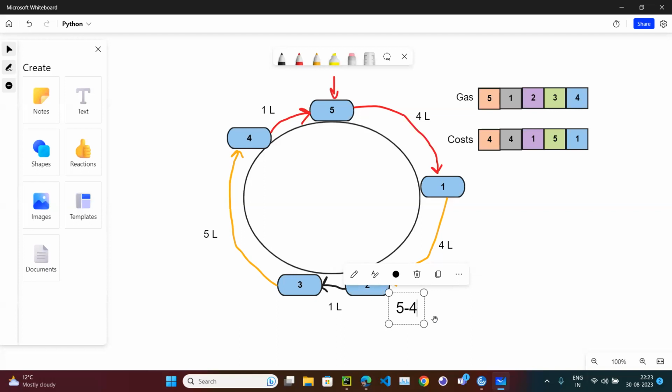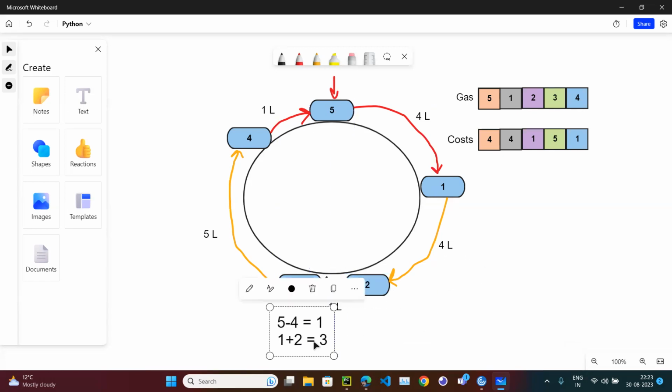But in between, I already used 4 liters, so only 1 liter is left. So I can fill 2 more liters here. 1 plus 2 is equal to 3, which is fine. Can I move from 2 to 3? Yes, because I need to spend only 1 liter, but I have 3 liters. So I spend only 1 liter, and now 2 liters are left.